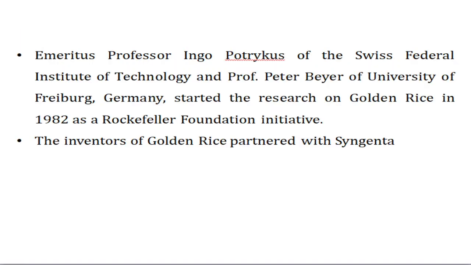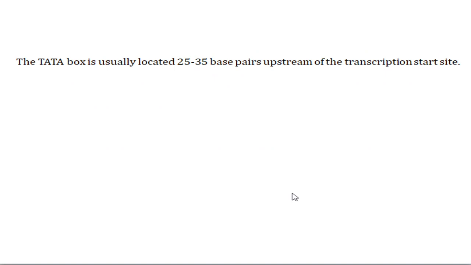Next, who identified golden rice? Golden rice was developed by Ingo Potrykus, who was a professor at the Swiss Federal Institute of Technology, and Peter Beyer, who was a professor at the University of Freiburg, Germany, and both belonged to the Rockefeller Foundation initiative. They were the ones who discovered golden rice, but the inventors partnered with a company called Syngenta. Currently Syngenta is engaged in activities related to golden rice.